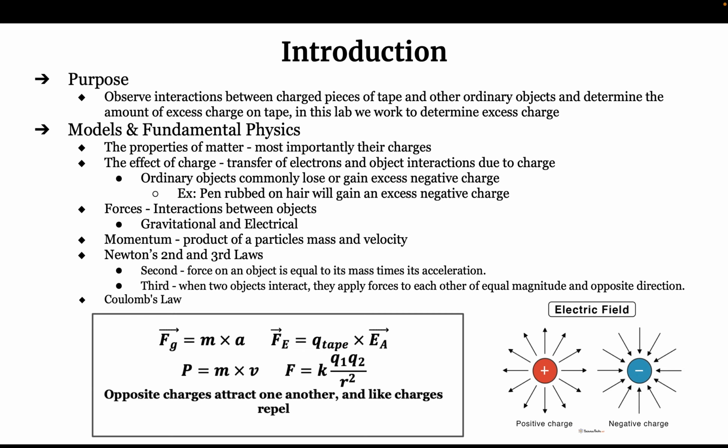So the purpose of this lab was taking ordinary objects and some objects around our house to see how excess charge works. Some of the models and fundamental physics that we needed for this lab was one of the properties of matter, which is charge, and then the effective charge, which is basically how charges affect interactions between ordinary objects. Forces, which are interactions between objects. There are multiple. Mostly in this lab we dealt with gravitational and electrical.